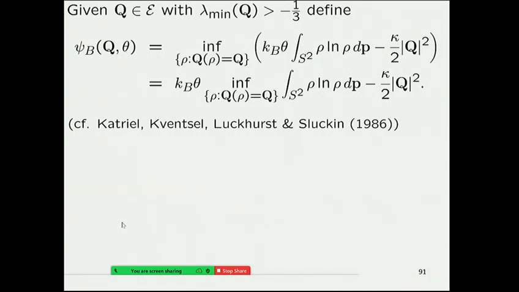Okay. So take a q whose minimum eigenvalue is bigger than minus a third, and what we'll do is define the bulk energy to be the infimum of the energy, the entropy minus the molecular interaction term (I've dropped the constant term now) among rho whose q tensor is that matrix q. So you're given a q, and then you minimize over rho with q of rho equal to q. And since this term just depends on q, we only have to minimize the integral of rho log rho. So this was an idea also which was proposed by these guys.